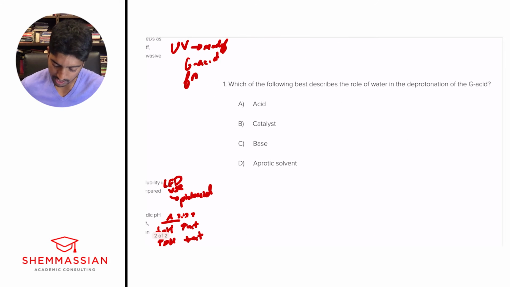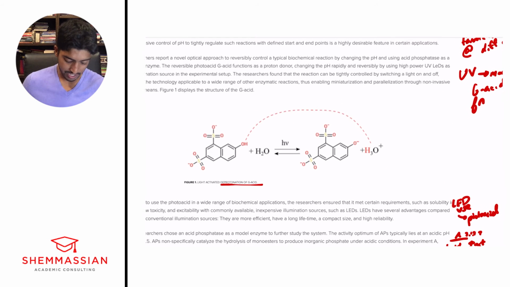So we're looking at deprotonation of the G acid. And where do we look for that? Well, that's right here. We even underlined it when we took a quick glance, right? We're looking at this, and we're looking at the role of water. And we see water right here, H2O. And so we're thinking, what is water doing in this situation?